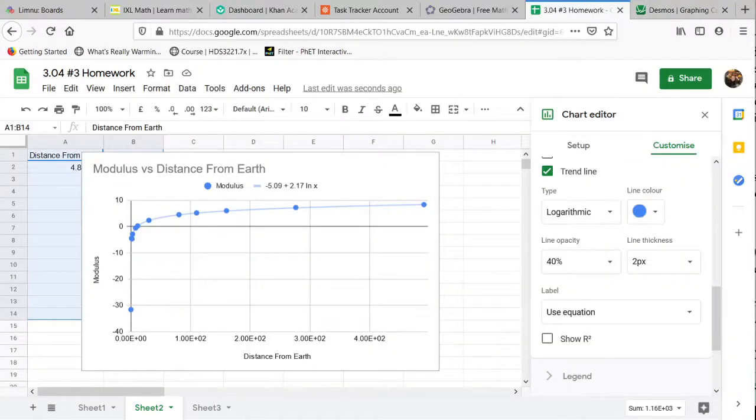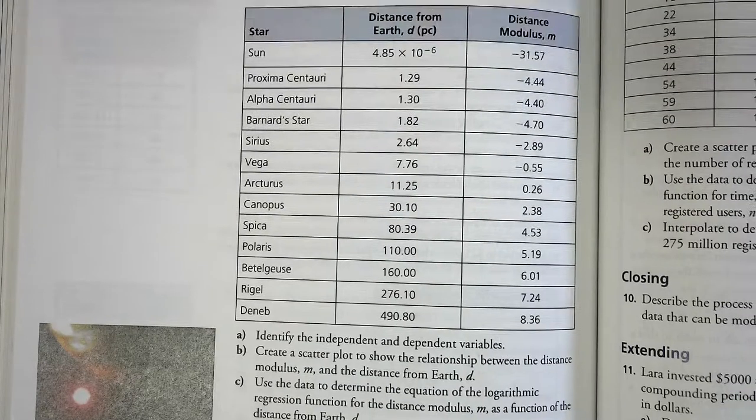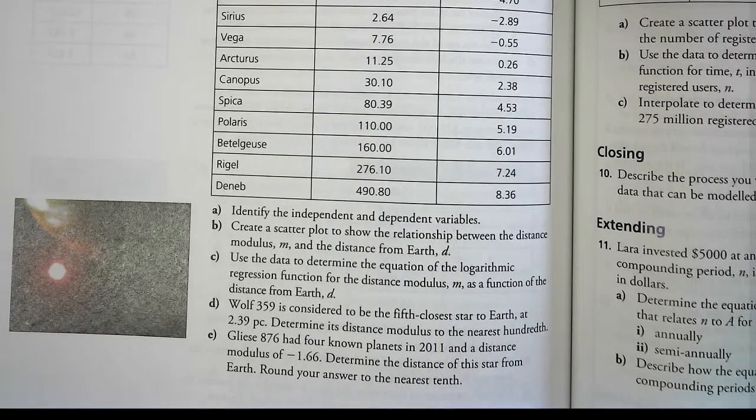Oh, sorry, that's not the window I wanted to go back to. It was this one. So Wolf 359 is considered to be the 5th closest star to Earth at 2.39 parsecs. Determine its distance modulus to the nearest hundredth. So that's an x of 2.39 parsecs, so 2.39 times 3.09 times 10 to the 13. That gives us 7.3851 times 10 to the 13.